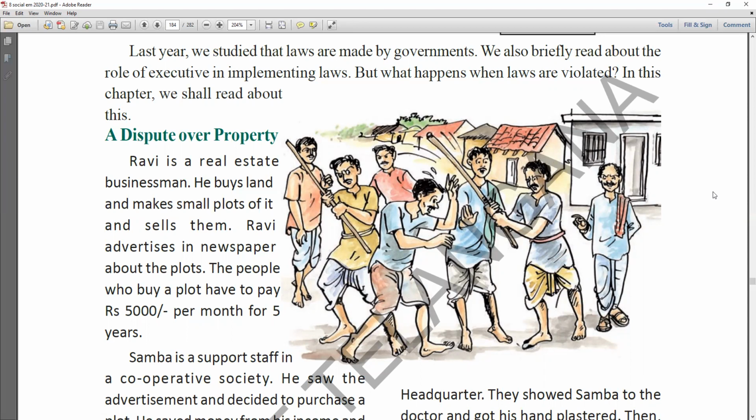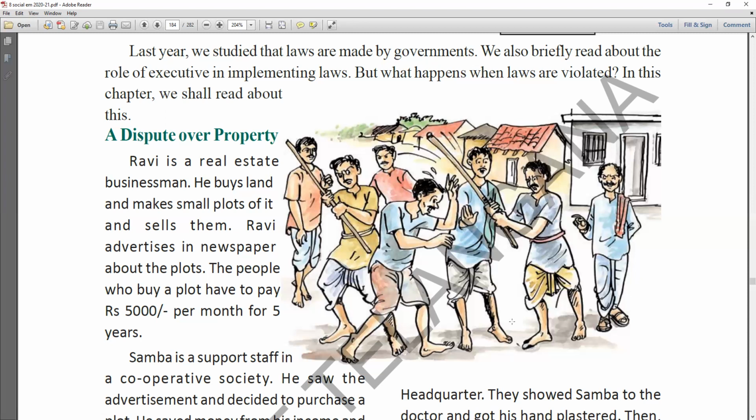He buys a large area of land, makes small plots in it and sells them. Ravi advertises in the newspaper about the plots. The people who buy a plot have to pay rupees 5,000 per month for 5 years. So there is a scheme that if you don't have the whole money altogether, you can buy it by paying 5,000 every month for 5 years. Such is the advertisement.